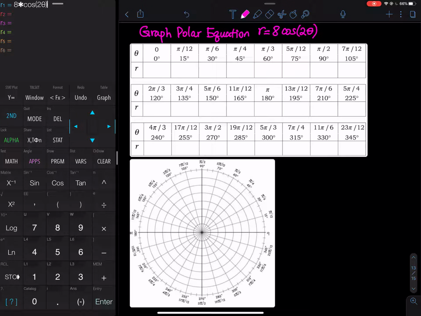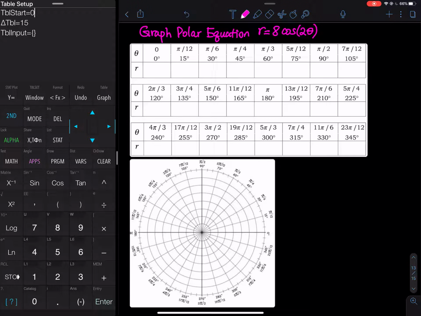How do you get the table values? First, you have to set up your table. You go to 2nd window and set up your table. Make sure you start at 0 and the increment is 15 degrees, because in this table the increment is 15 degrees. And then what about the graph? The window setup for the graph.